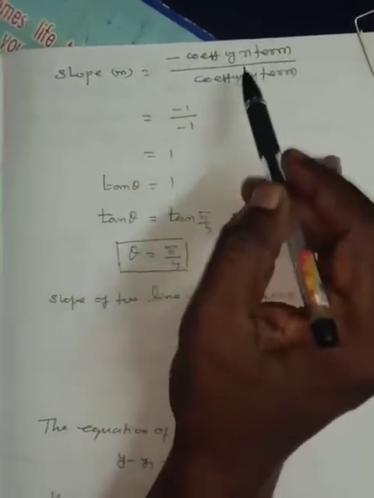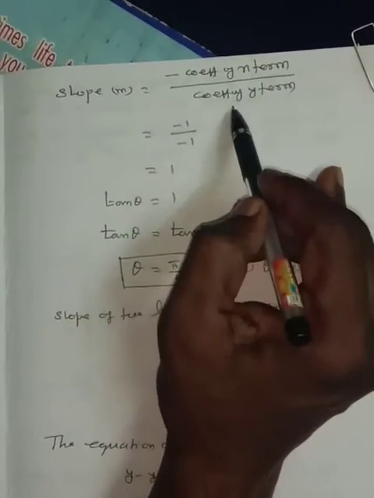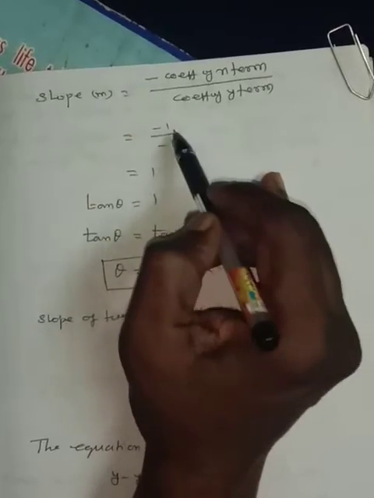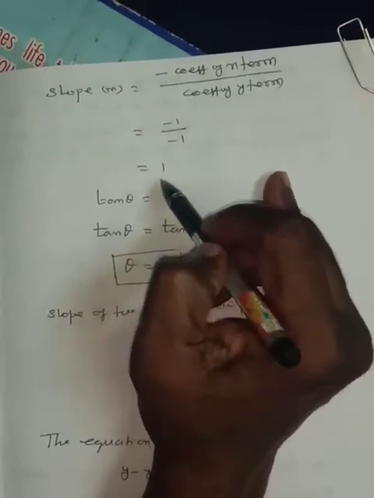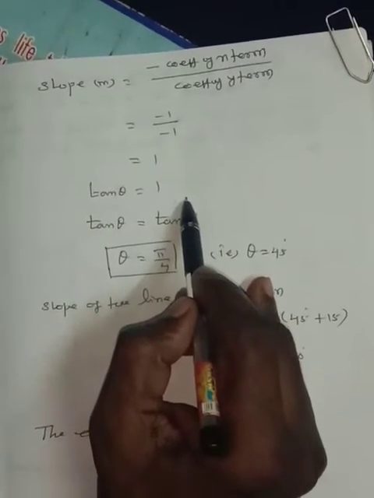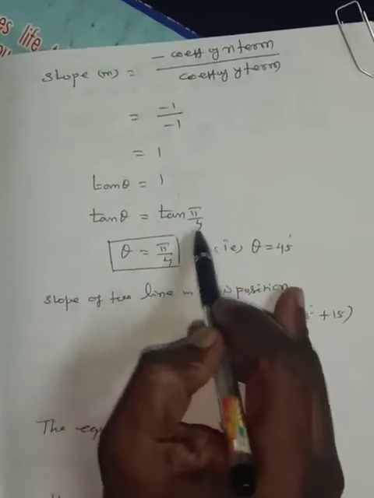Slope m is equal to minus coefficient of x term divided by coefficient of y term. Coefficient of x term is 1, therefore minus 1. Minus 1 divided by minus 1 is positive 1. Tan theta is equal to 1. Tan theta is equal to 1 means theta is equal to pi by 4.